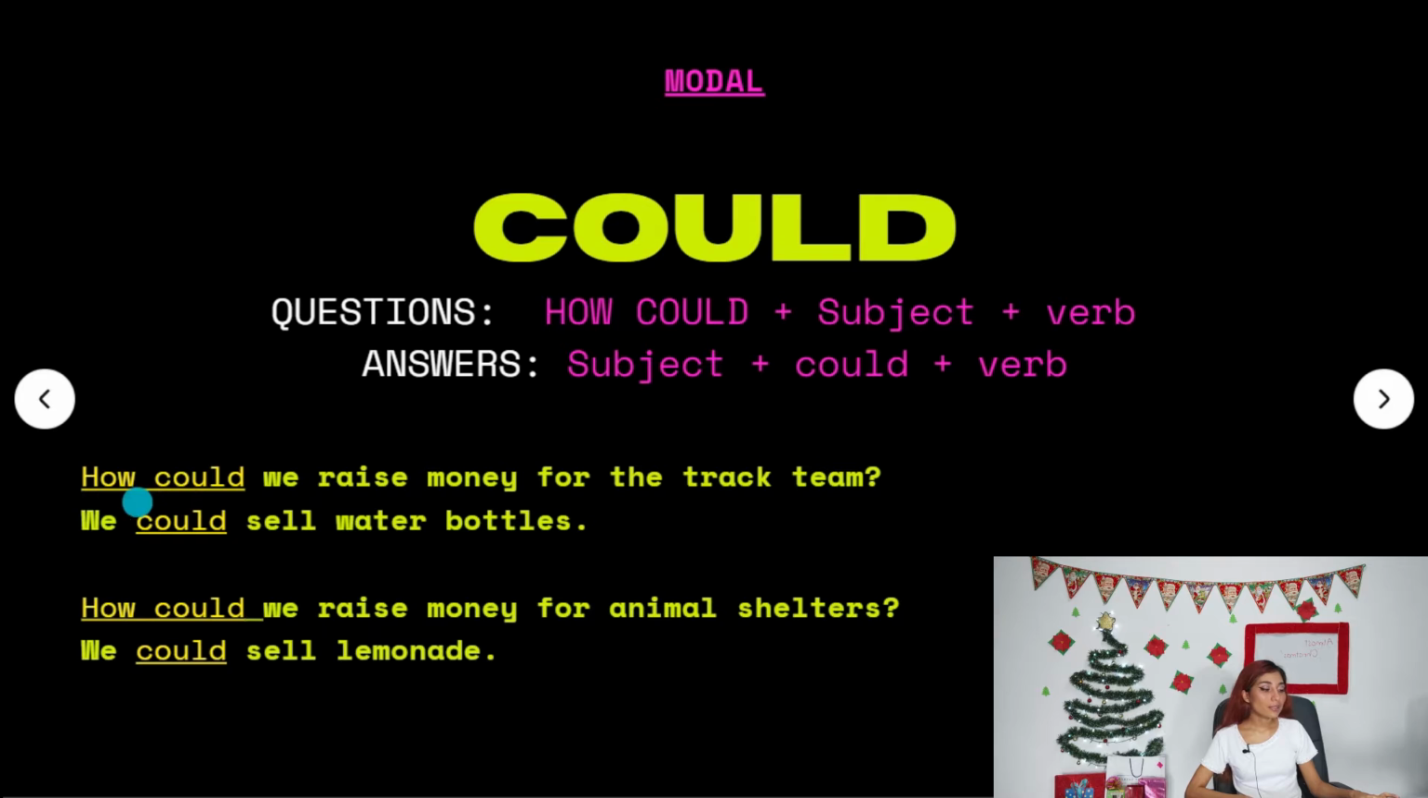And I underline the important words like how could or we could. And the second example says, how could we raise money for animal shelters? We could sell lemonade. And that's it.